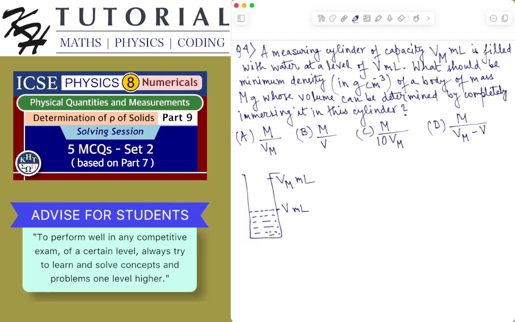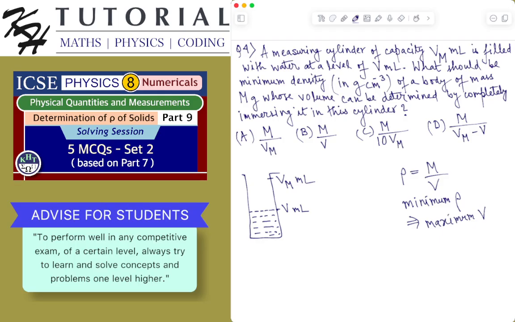Now, minimum density. We know that density of a substance or body is mass by volume. Now, if the density is minimum, this will imply that the volume has to be, mass is fixed, mass will not change, this implies that we must have maximum V.